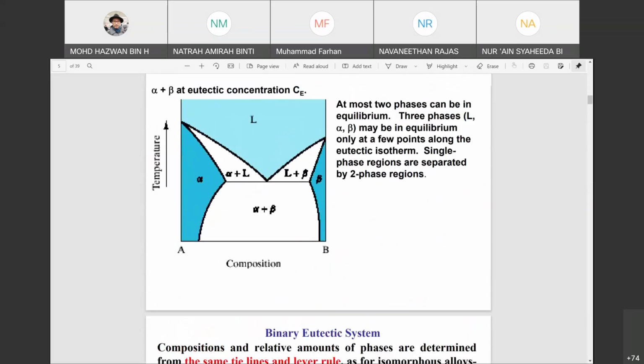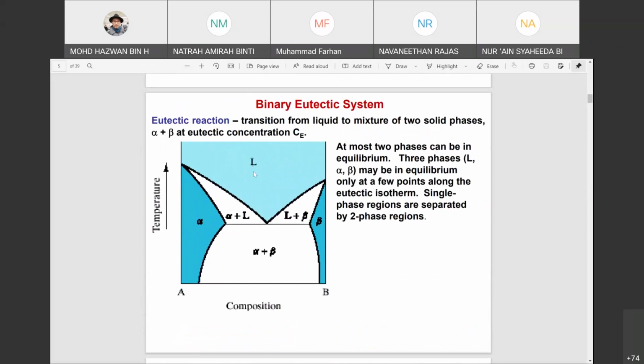So we have also seen this. We have a few compositions of phases in the binary eutectic system. You have alpha on your left-hand side, beta on your right-hand side, liquid on top, and then an invariant point. In between, you have alpha plus liquid, and also beta plus liquid. At the bottom, you have the mixture of the two solids, which is alpha plus beta.